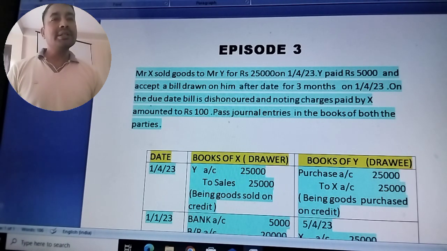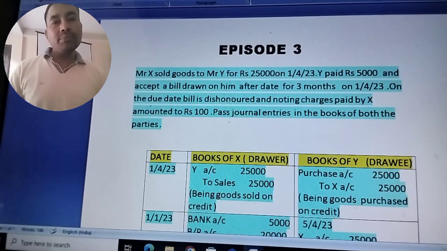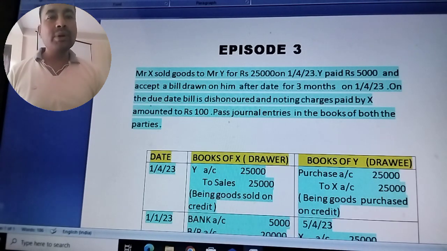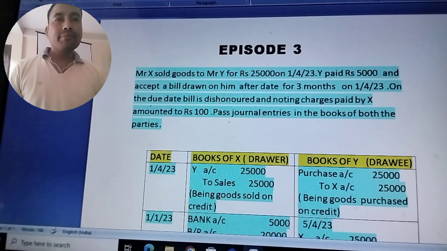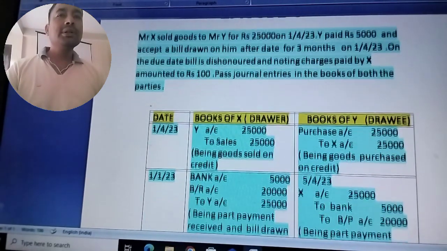And what is noting charges? When the bill is dishonored, then the person holding the bill has to go to the notary public to establish the fact that the bill has been dishonored, and the notary public will charge a certain commission, which is called noting charges. So let's deal with the problems first.